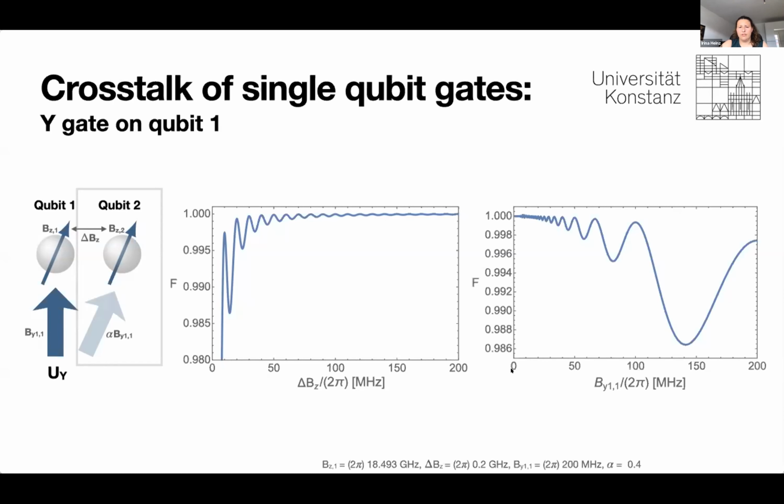Then we have the fidelity plotted against the driving field, which is this one. We see that the fidelity decreases here. This also makes sense, because if we increase this driving field, we also increase the residual field that acts on qubit 2, and this will cause a larger effect on qubit 2. So we then have a larger crosstalk effect.